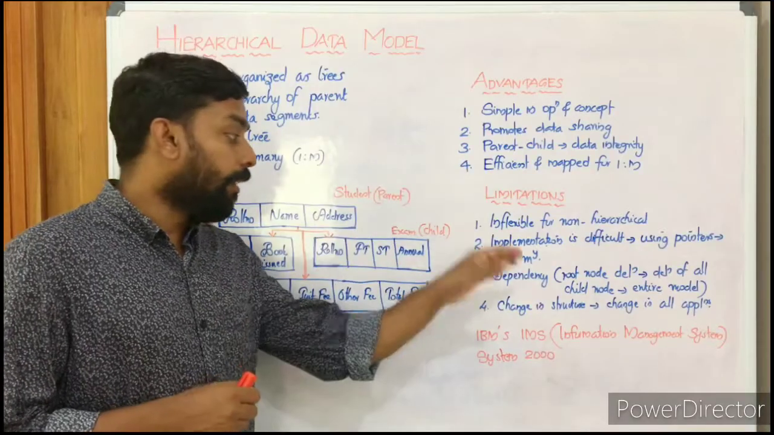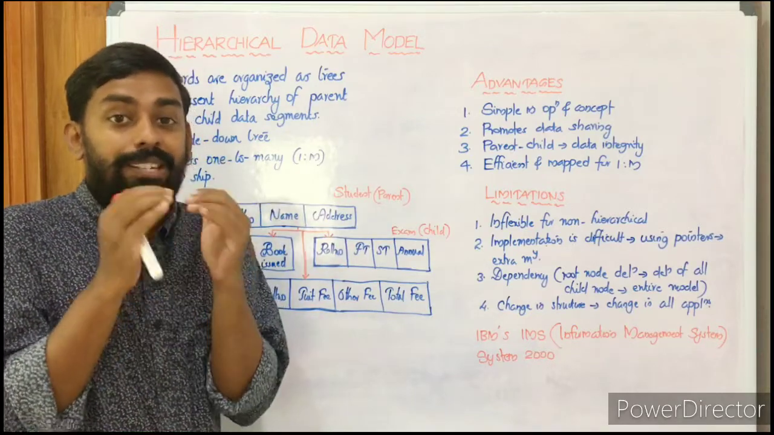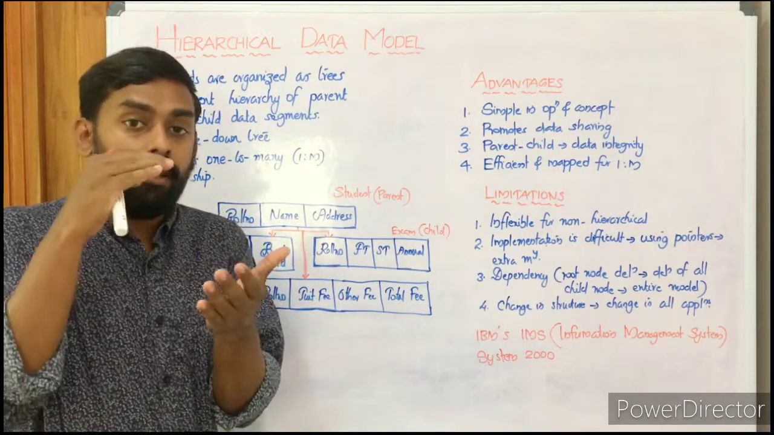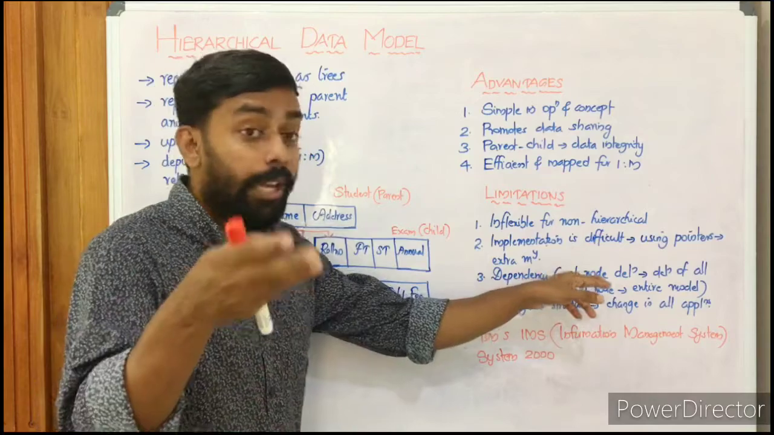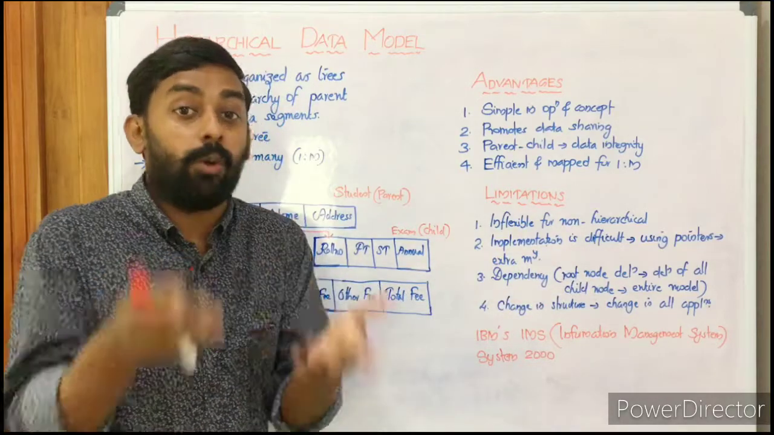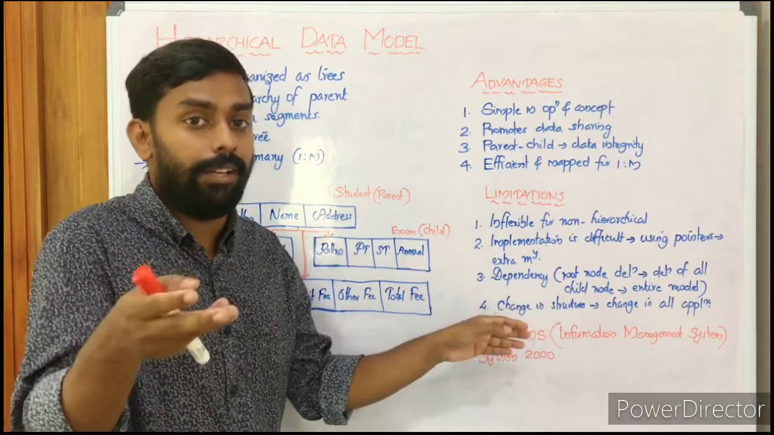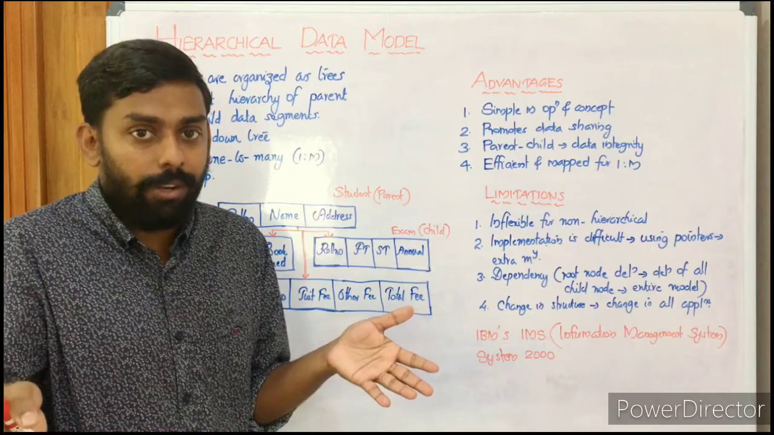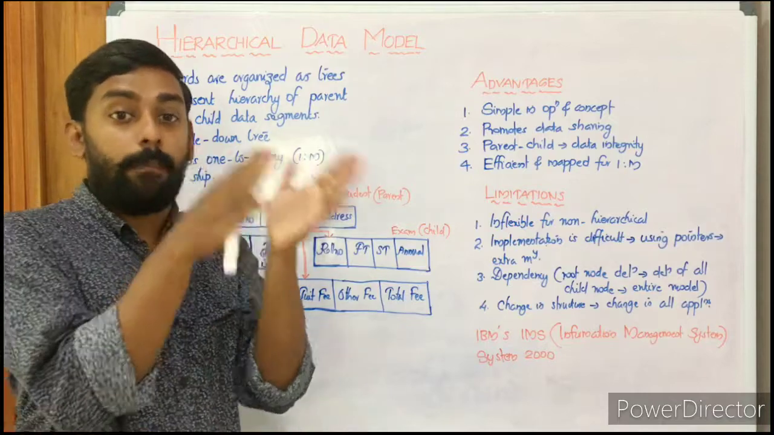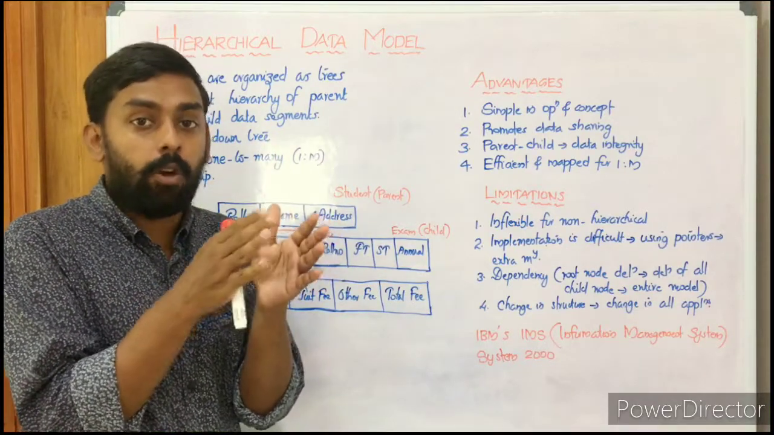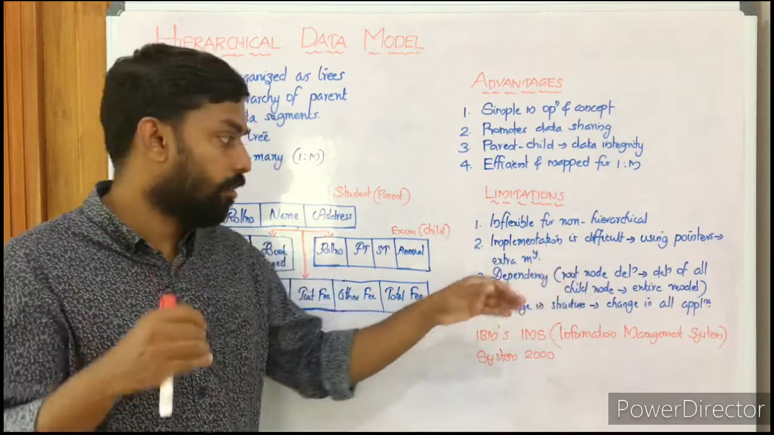The third limitation is dependency. Dependency means parent and child are connected. The child or children depend on the parent, or derive from the parent. So when the root node is deleted, the entire child node will also be deleted. We will have to delete the entire child node. The entire structure will be deleted. That means children depend on the parent. So when we delete the parent, automatically the children have to be deleted. So it deletes the entire structure, the entire model.